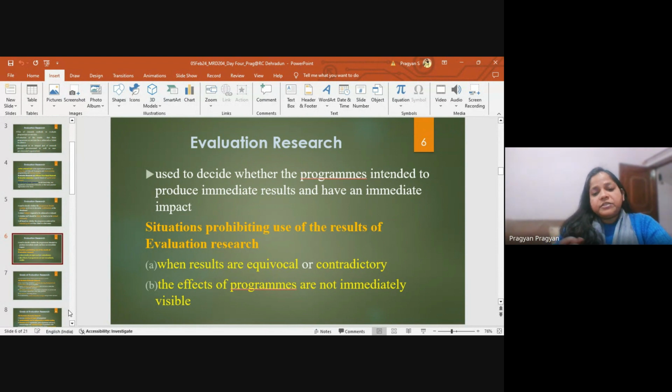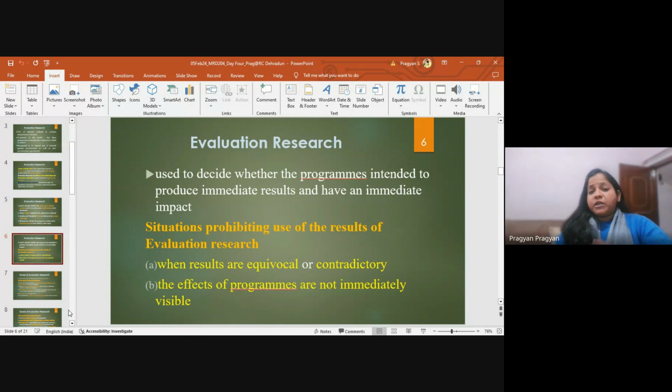That means when results are equivocal or contradictory, you have to understand that evaluation research is actually limited, in the sense that it is also exposed to several factors. For instance, in the case of a well-trained staff, the implementation of a particular development program can be completely different from that of a program which is being handled by those who are equipped neither with the appropriate training nor with updated knowledge.